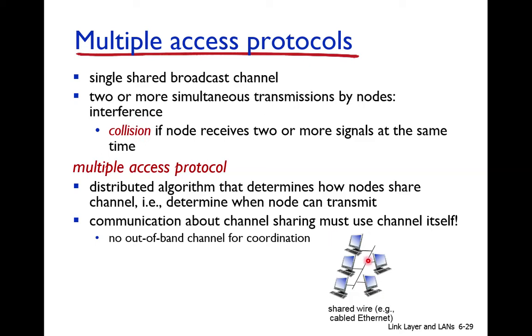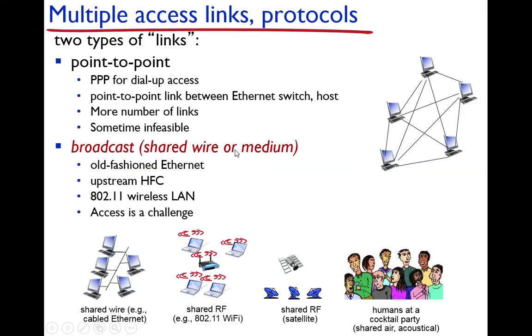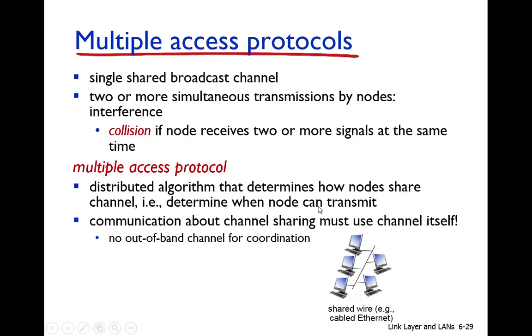Collision means that both signals will be lost. If a node receives two or more signals at the same time, it causes a collision. For example, if two or more persons start speaking, then the teacher will not understand. Similarly here, if two or more nodes transmit data on the shared link, it causes interference, that is, both signals collide with each other and both signals are lost. So we need some kind of multiple access protocol.